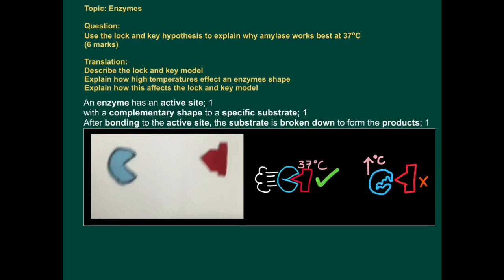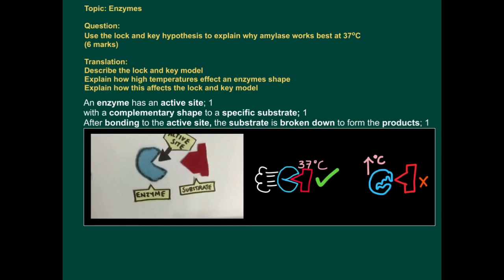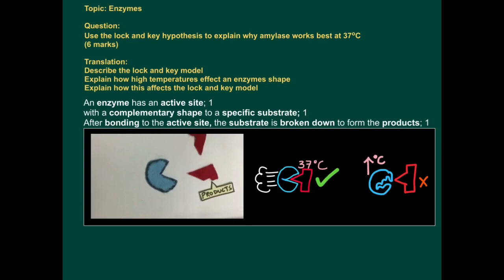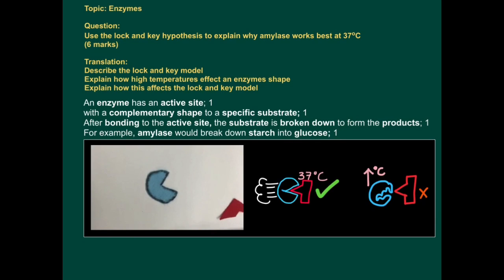So just remember, the lock and key model is an enzyme has an active site with a complementary shape to a specific substrate. After they bond, the substrate is broken down to form products. As they have mentioned amylase in the question, I think it's wise to actually deal with amylase specifically and say, for example, amylase would break down starch into glucose. It's just letting the examiner know that I'm reading the question and answering every part of the question. It shows you have flexibility in your answering.